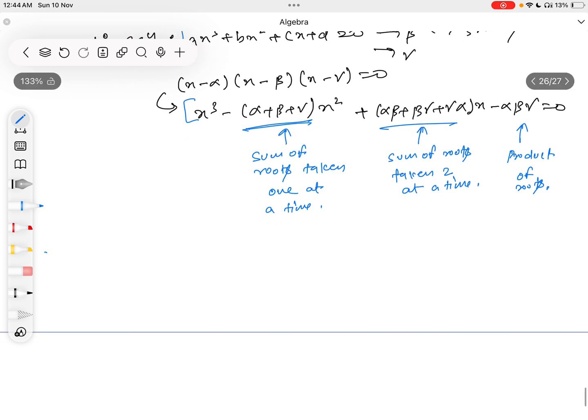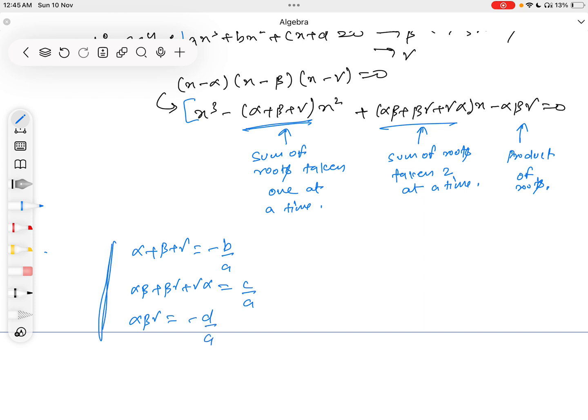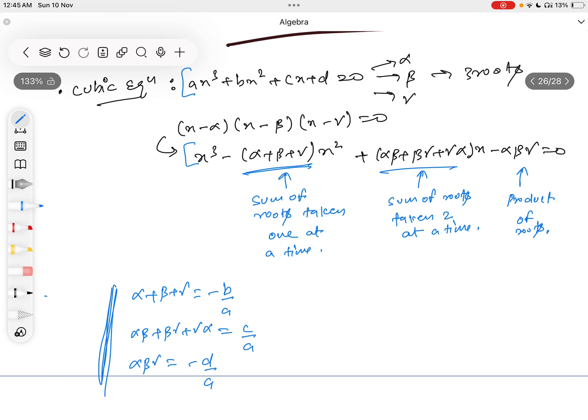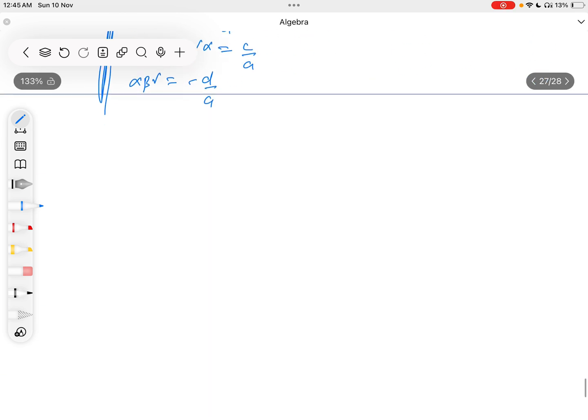So alpha plus beta plus gamma can be written as minus b by a. Alpha beta plus beta gamma plus gamma alpha can be written as c by a, and alpha beta gamma can be written as minus d by a. These are the three things that we get from the cubic equation. Just like in quadratic equation we had formulas, here also in cubic equation we have these formulas for sum of roots taken one at a time, sum of roots taken two at a time, and product of roots.